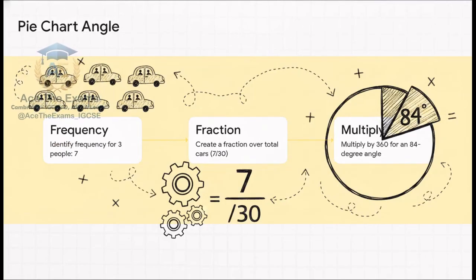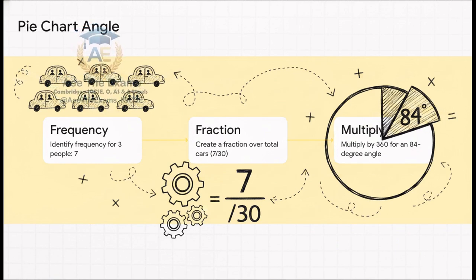Okay, so how do we visually represent this? Say we want to show the cars carrying exactly 3 people on a pie chart. It's a quick 3-step process. First, find the frequency for 3 people, which is 7. Second, turn that into a fraction over our total number of cars, so 7 over 30.